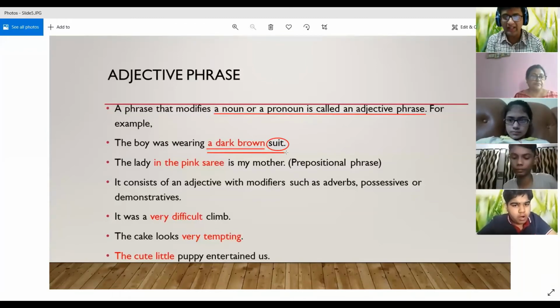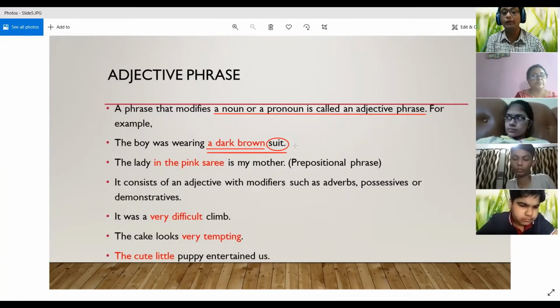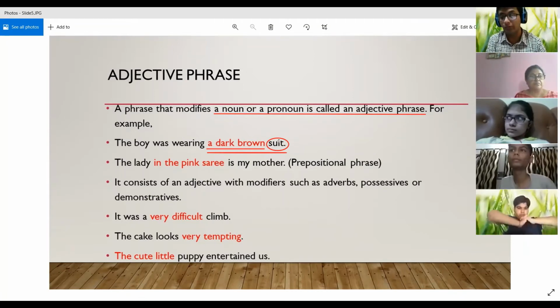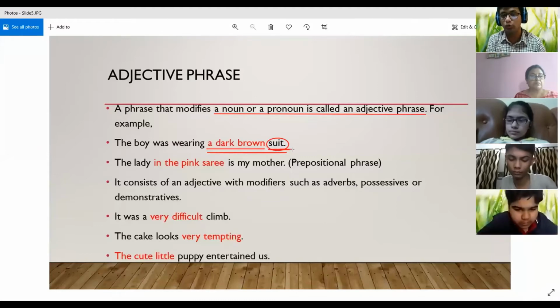If we take a dark brown suit as a whole, it will be called a noun phrase. Why? Because it will answer the question, what was the boy wearing? So the answer would have been the boy was wearing a dark brown suit. So a dark brown suit in total would become a noun phrase, and a dark brown alone will become an adjective phrase because it will describe the noun suit in this case.